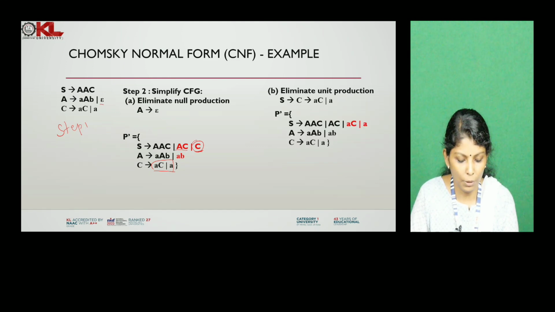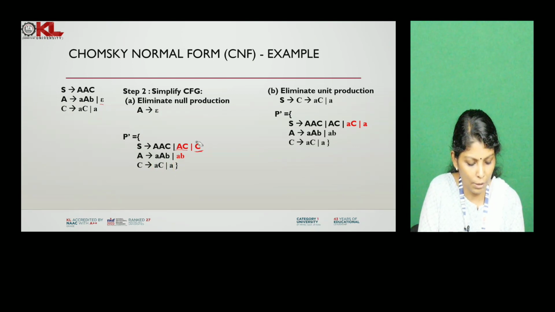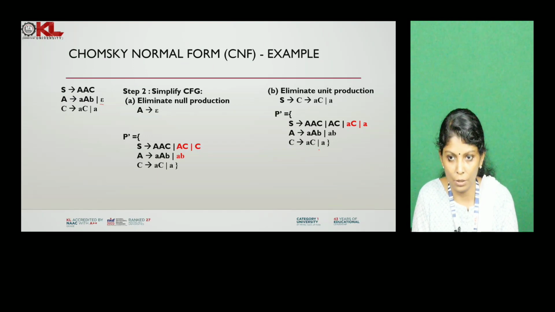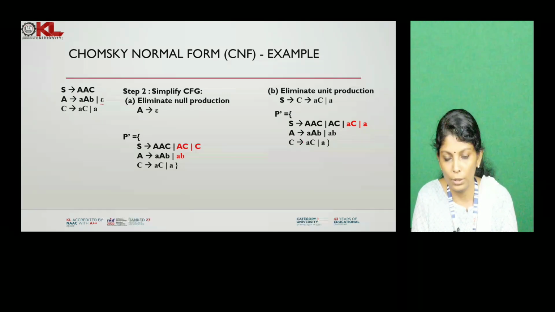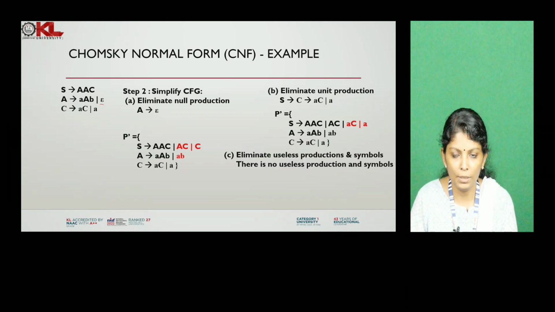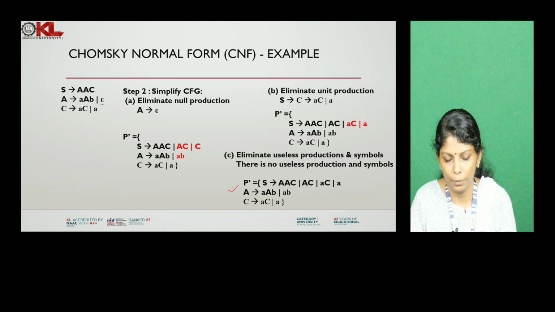Okay, so we will get the new productions like this. This is the new production. Then we have to check for the useless productions. Since there is no useless production and no useless symbol in this, that means all the productions can end up in a string. So there is no useless production, and all the variables are reachable from S, so there are no useless symbols. So that means we have already simplified the production. So this is the simplified format. This is the simplified production.